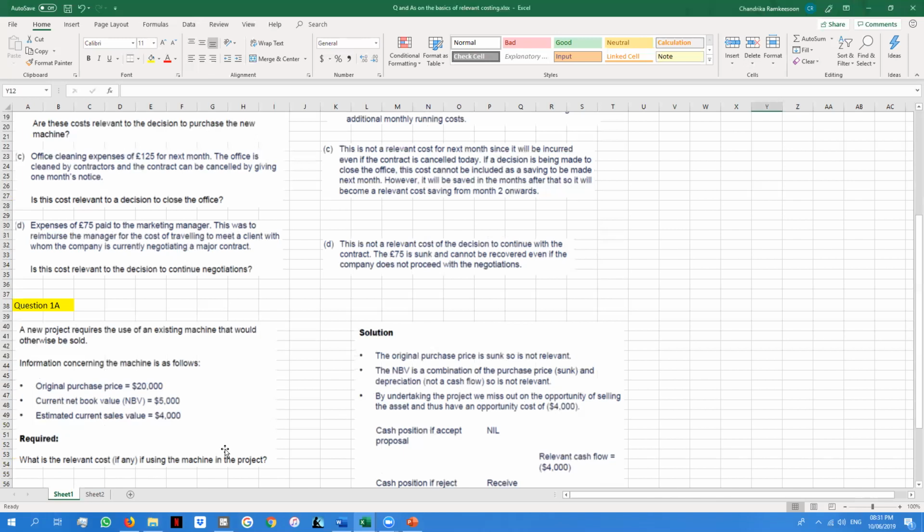And if there are any costs that go along with that, then they will be relevant also. Let's see. Information concerning the machine is as follows. The original purchase cost of the machine was $20,000. The current net book value is 5. The estimated current sales value is 4. What is the relevant cost, if any, of using the machine in the project?